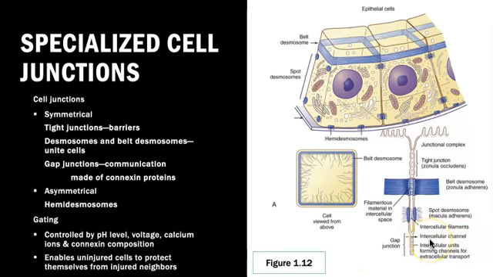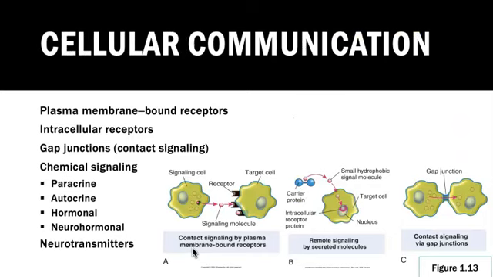And so typically we find this always associated with the gap junctions, like I said, and they're controlled by the pH, volume, voltage, calcium ions, and the amount of connexin composition, so the amount of proteins we have creating those pores. And this enables our uninjured cells to protect themselves from the injured neighbors.